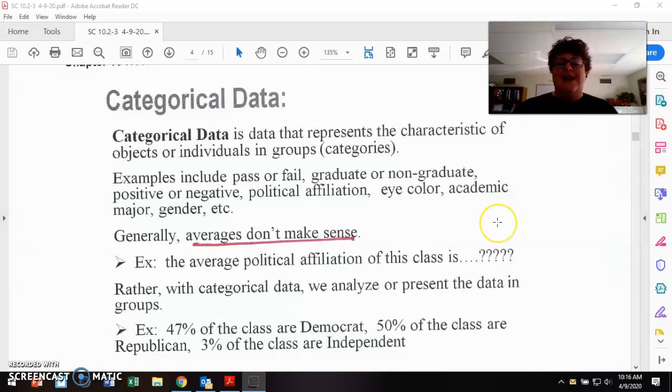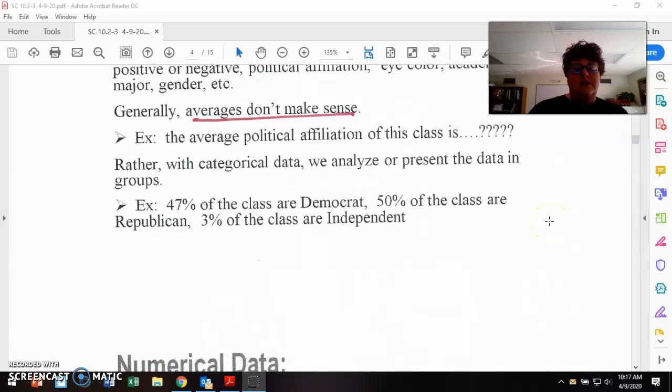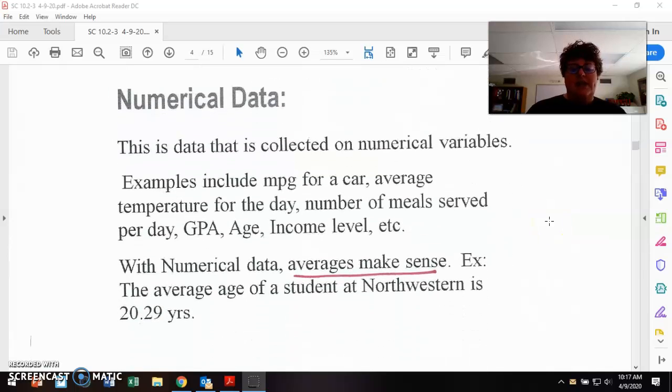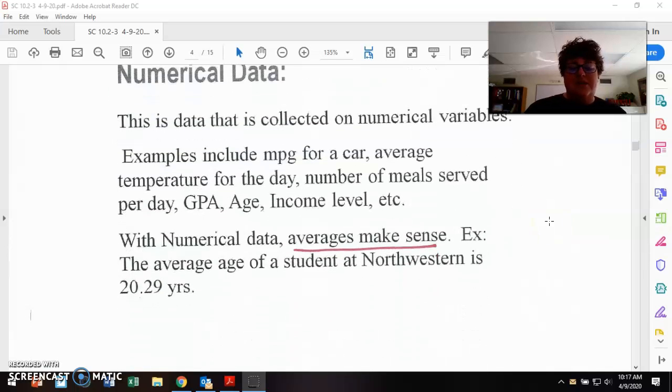Other categorical examples are eye color, shoe size, or whether you're wearing a t-shirt, a long sleeve shirt, or a sweatshirt. It's not something that averages make sense on. Numerical data is where we look at something to do with numbers, and averages do make sense: miles per gallon, average temperature, number of meals served, GPA, age, income. Those are all things where numbers make sense.